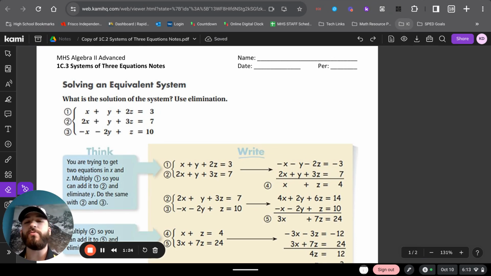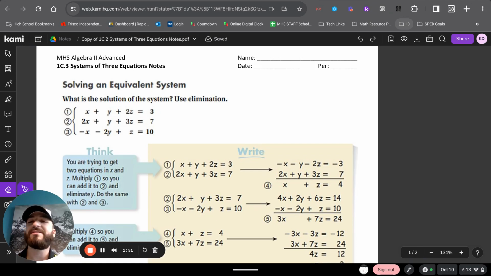So taking that equation 1 and that equation 2, if I multiply equation 1 by a negative, that gives me negative x minus y minus 2z equals -3. And then adding them together, that negative y and positive y are going to cancel out, leaving me with 1x plus 1z is equal to 4. And I'm going to go ahead and label that equation 4. You might be wondering why we have all these labels. It's to help us keep track of these equations as we work through them. So that's our first equation.